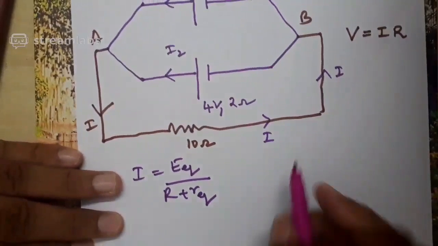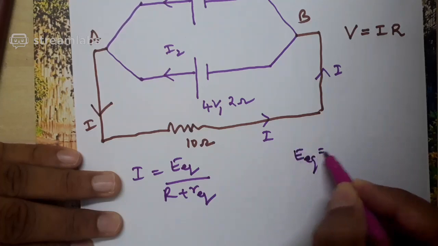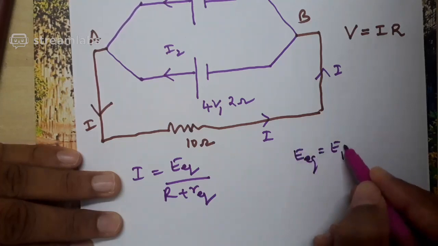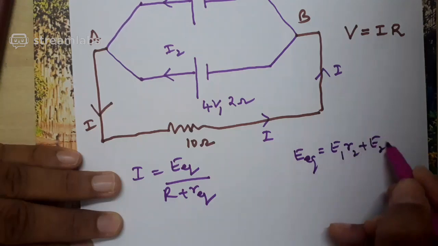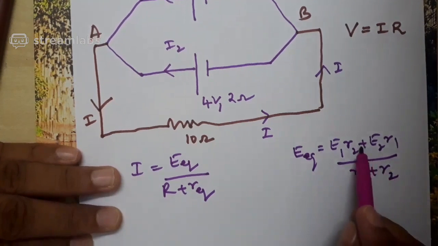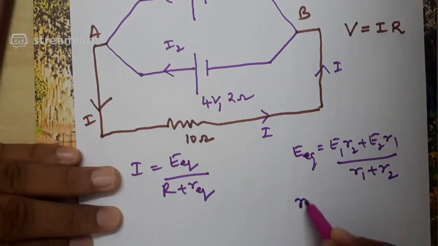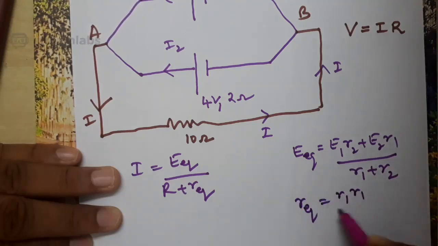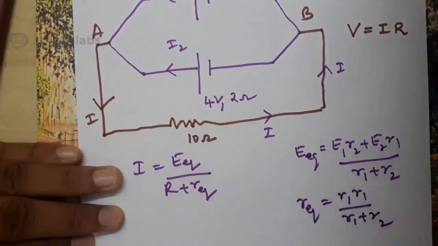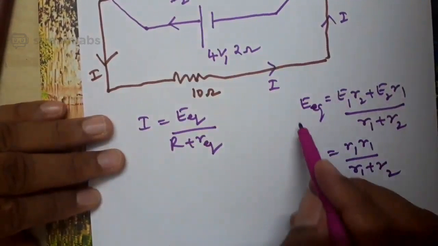Correct? So here E equivalent, if I am not wrong, is given by the formula E1 into R2 plus E2 into R1 by R1 plus R2. In that AIC level problem this was minus. Why was it minus? Because the other cell was reversed. What is the formula for R equivalent? You can refer: R1 R2 by R1 plus R2. Same formula. Over.